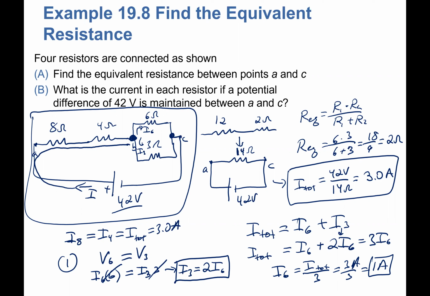Since I3 equals 2 times I6, I3 equals 2 amps. Which means I6 plus I3 gives you the same total, 2 amps plus 1 amp, which gives you 3 amps. All right.